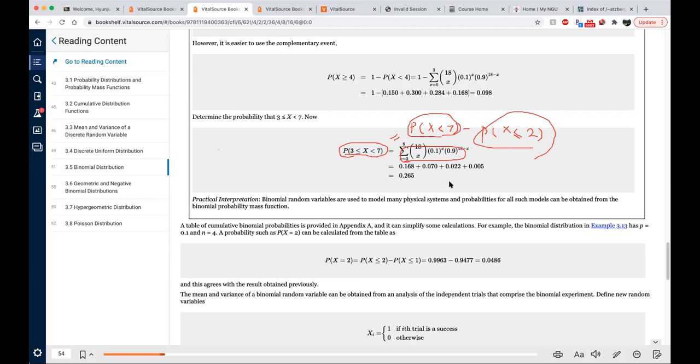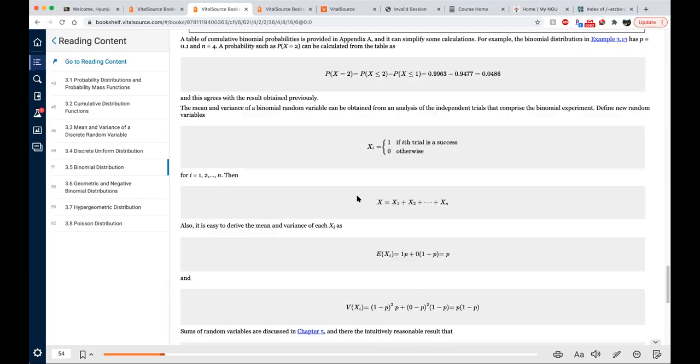Does that make sense? Okay. So I'm not going to do that one. Please do this one by yourself. You should get the same answer. Okay. So now the next one is: what's the mean, expected value, and variance of the binomial distribution?